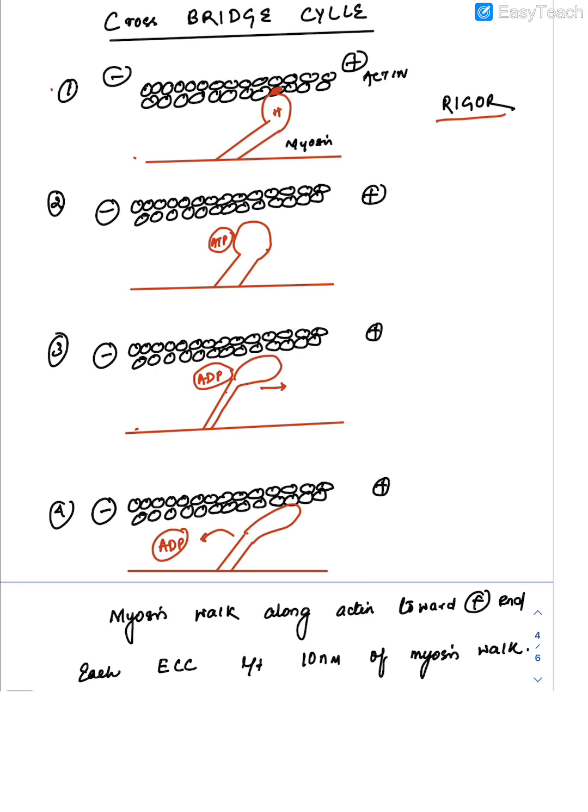So we can see that the myosin moved from here to here, from here to here. This is known as the myosin walk along the actin filament towards the positive end. And we can see that this was brought about by the presence of ATP. In a dead cell, when there is no ATP, the initial binding of myosin to actin is sustained and this sustained state of contraction is known as rigor.